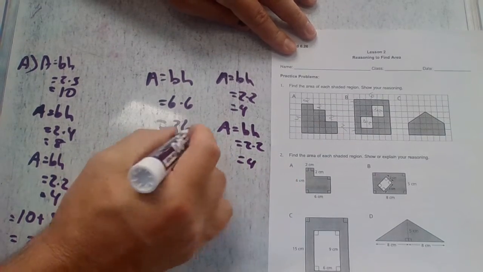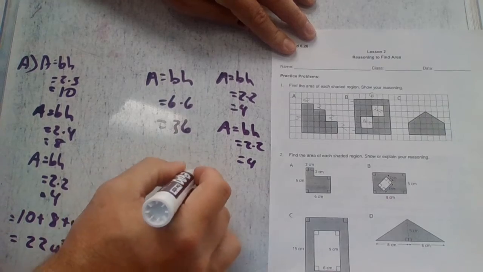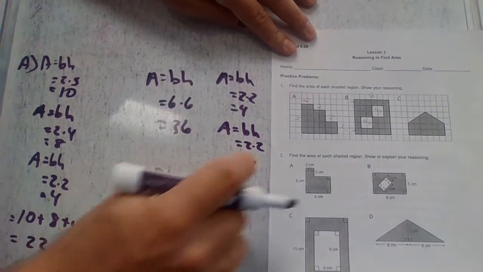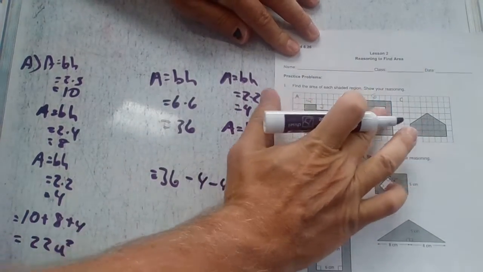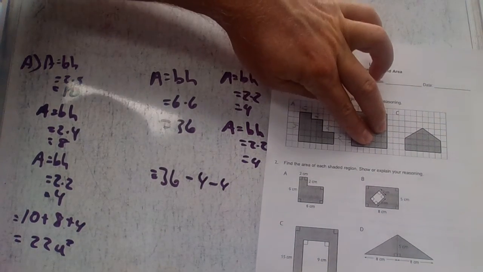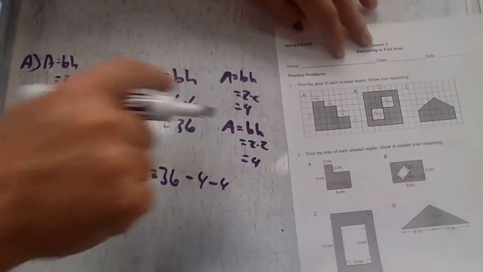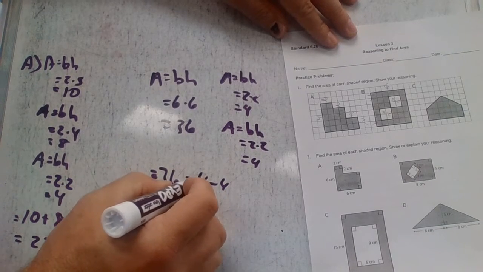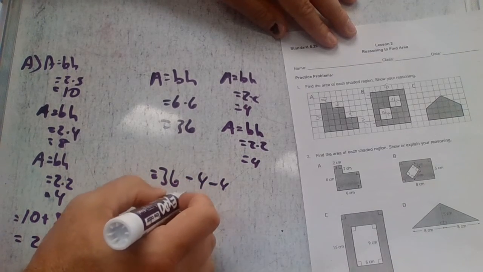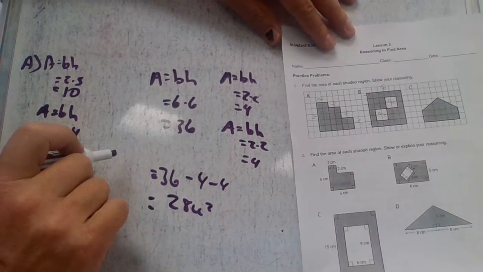So you're going to have to take these out of this. So it's 36 minus 4 minus 4. Because this is 4 square units, 4 square units, you have to take away from the overall total. What we did was find it as if the whole thing was solid, and then we took these parts out. So 36 minus 4 is 32. 32 minus 4 is 28 units squared. Okay? All right, now, on to the last one.